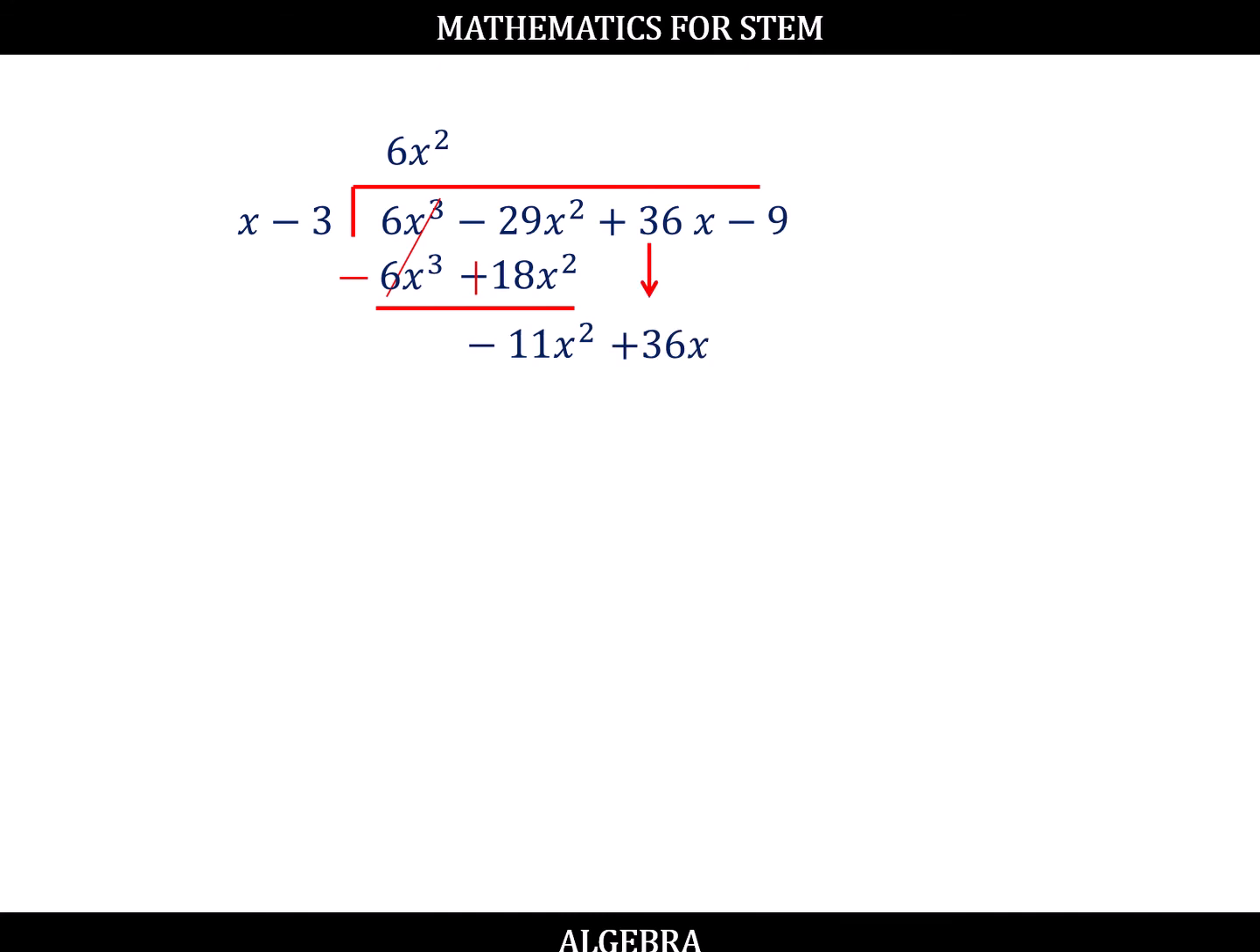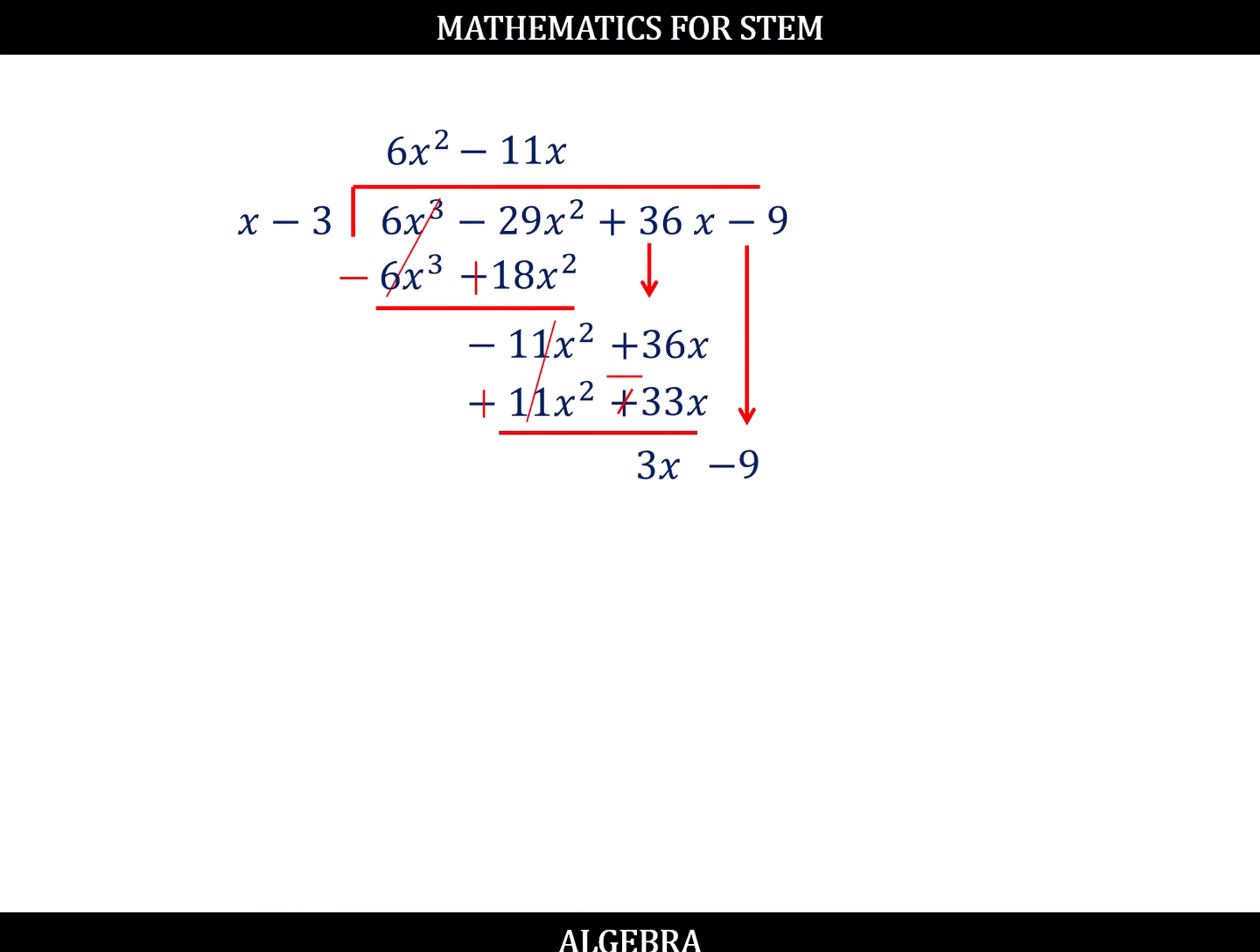So we need to repeat all of those steps again. We're going to multiply x by minus 11x to make it equal to minus 11x squared. So we're going to put a minus 11x on top. Then if we do that multiplication, x by minus 11x is minus 11x squared. Minus 3 by minus 11x is plus 33x. The rule again for long division is to change the signs. The minus 11x squared becomes a plus 11x squared, and the plus 33x becomes a minus 33x. The x squareds then cancel. 36x minus 33x is 3x. And then we bring down the minus 9.